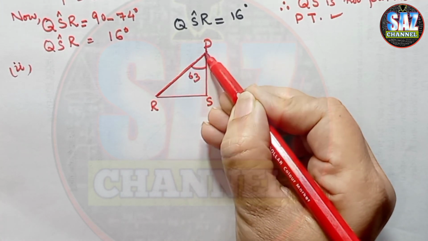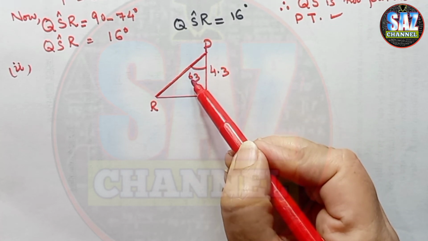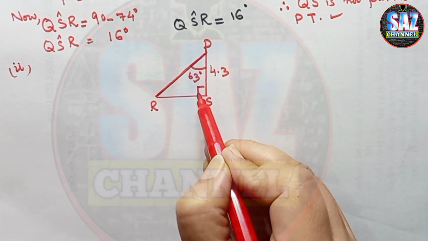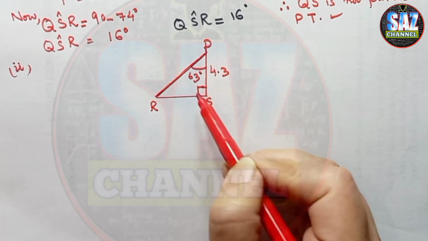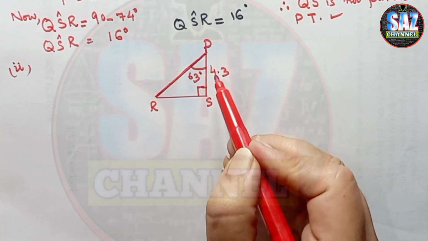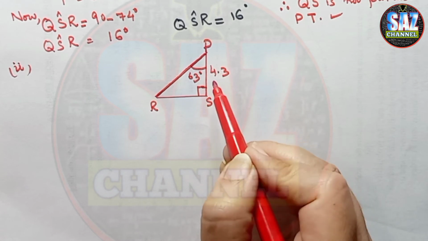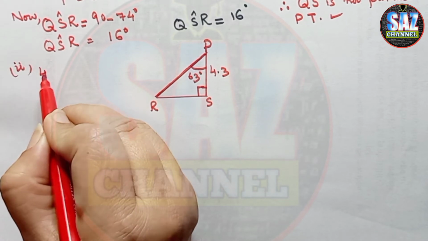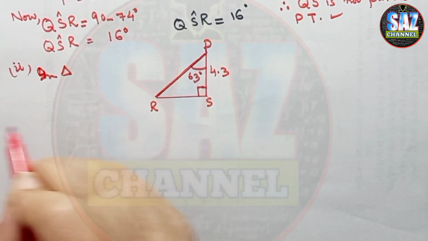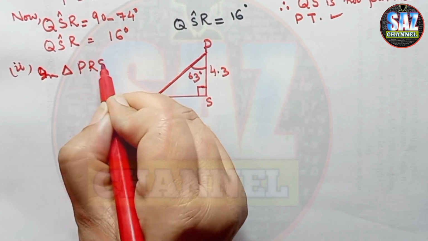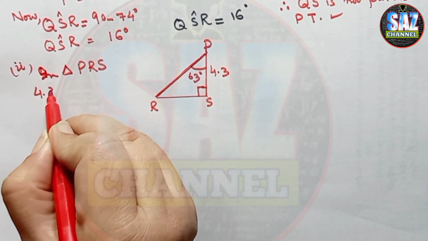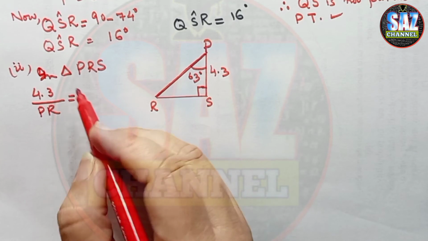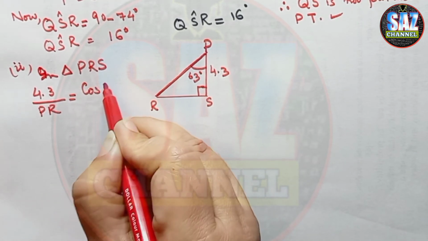Let me highlight this. Okay, with the reference of the 63-degree angle, 4.3 is adjacent, and with the reference of this 90-degree angle, P to R is hypotenuse, so adjacent upon hypotenuse. Recall the basic trigonometric ratios. This is adjacent 4.3 in triangle PRS. 4.3 upon PR distance equals adjacent upon hypotenuse, cos 63 degrees.